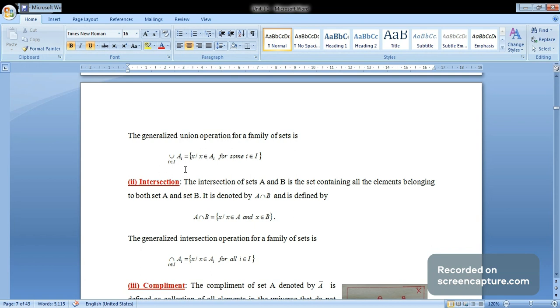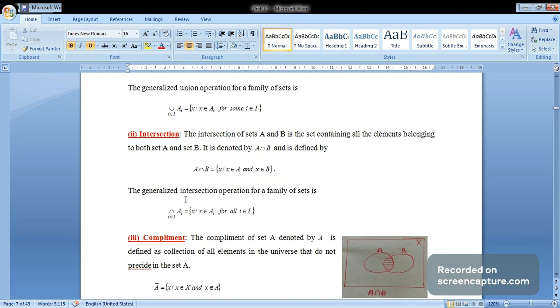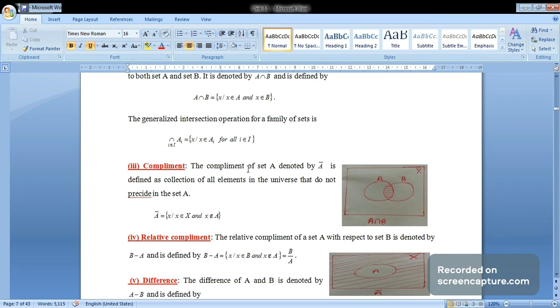Next definition is intersection. The intersection of sets A and B is the set containing all the elements belonging to both set A and set B. It is denoted by A intersection B. Intersection means the elements contained in both sets A and B. That is A intersection B equal to {x such that x belongs to A and x belongs to B}. The generalized intersection operation for a family of sets is the intersection over i of Ai equal to {x such that x belongs to Ai for all i belongs to the index set I}. This is the intersection Venn diagram.